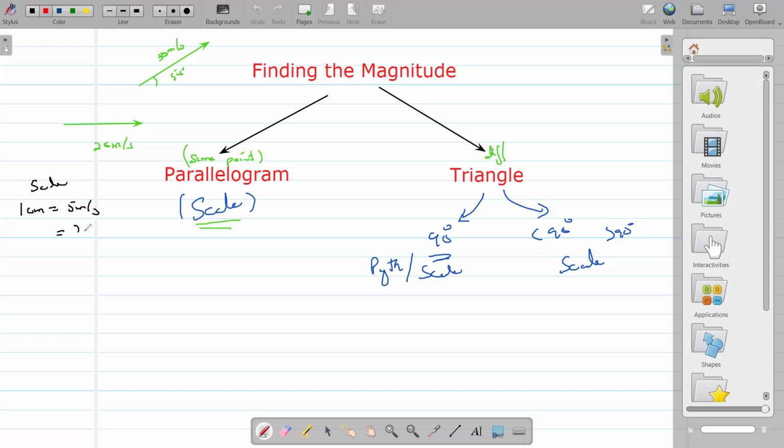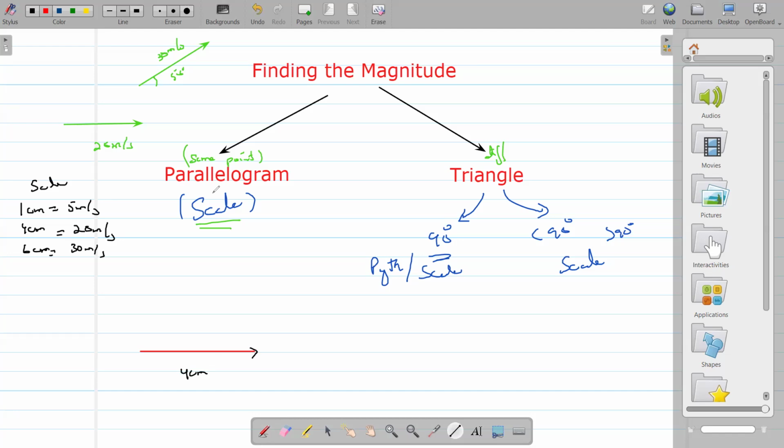So 1 centimeter is 5 meters per second. If we have 20 meters per second, how many centimeters will there be? 4. If we have 30 meters per second, how many centimeters? 6. So first we select a suitable scale for the vectors. Now we'll draw the vectors. Any one of the vectors you can draw first. For example, we draw 20 meters per second, which is 4 centimeters, first. So we drew the first vector, which is 4 centimeters.